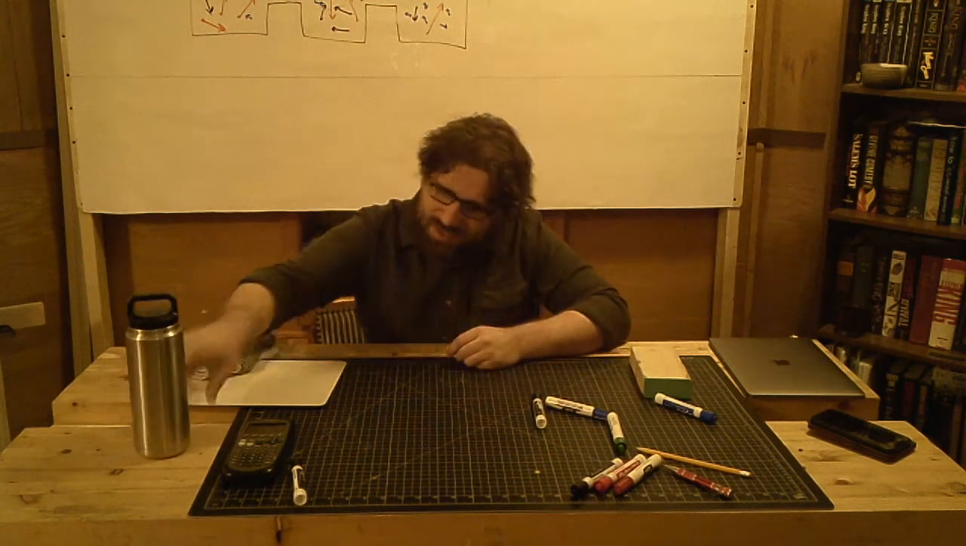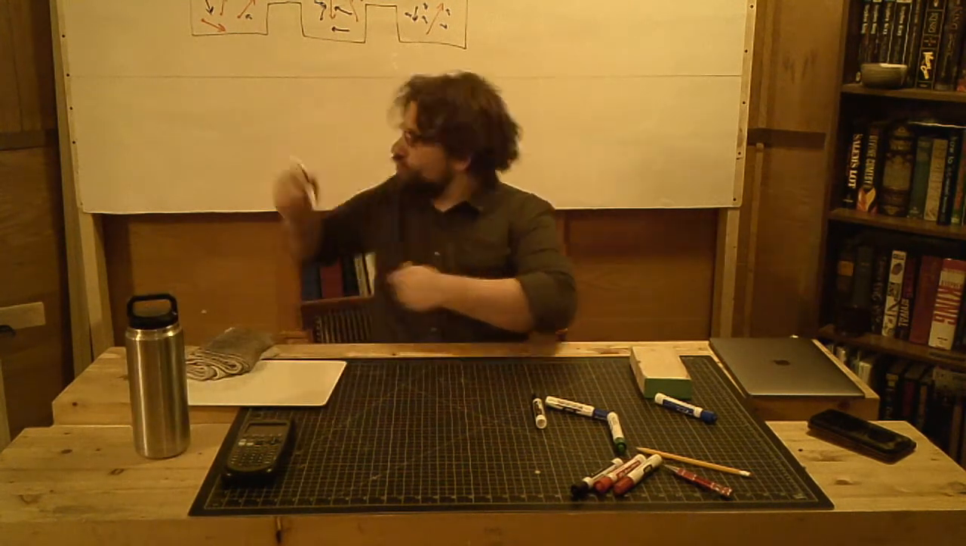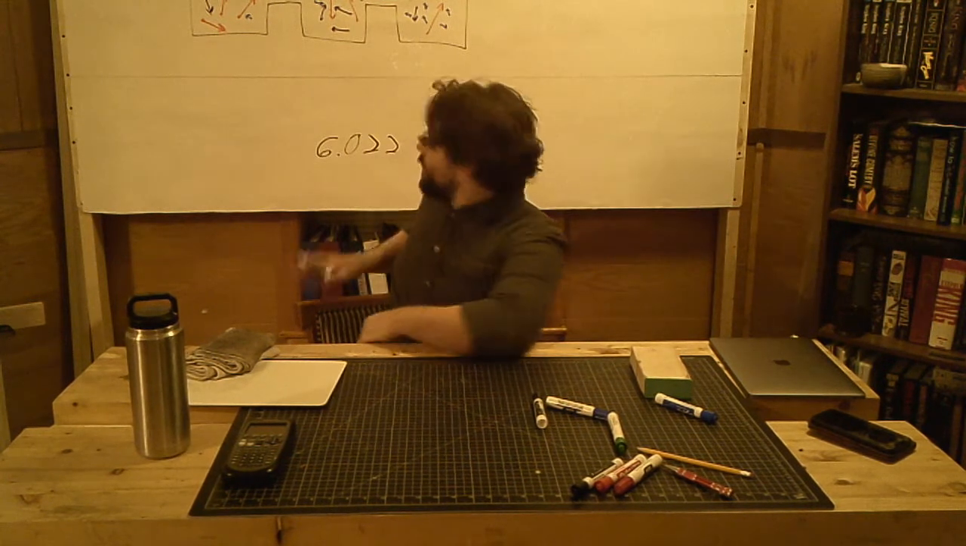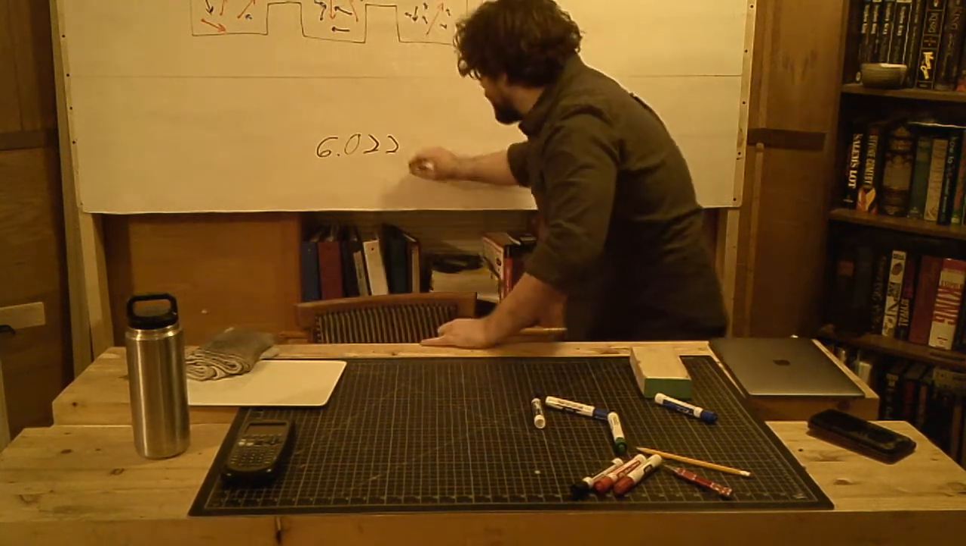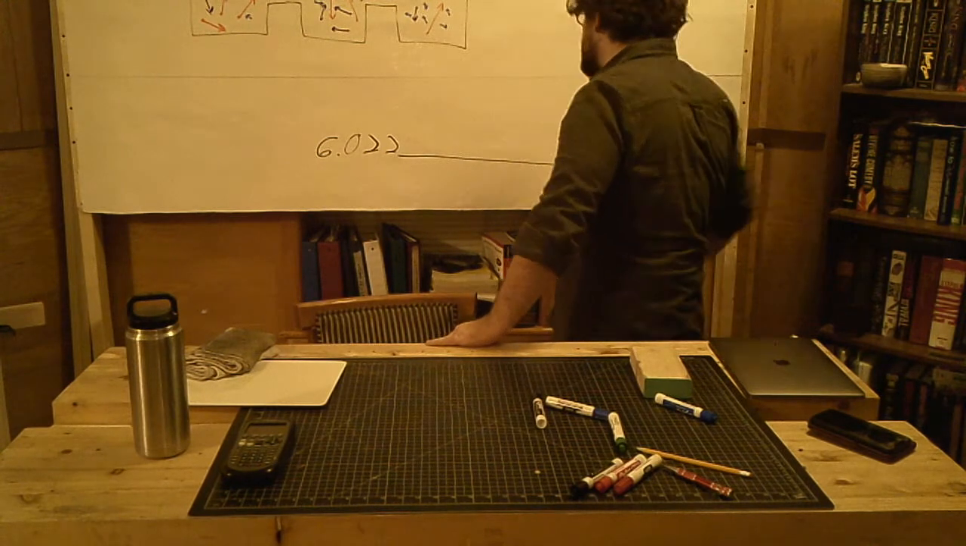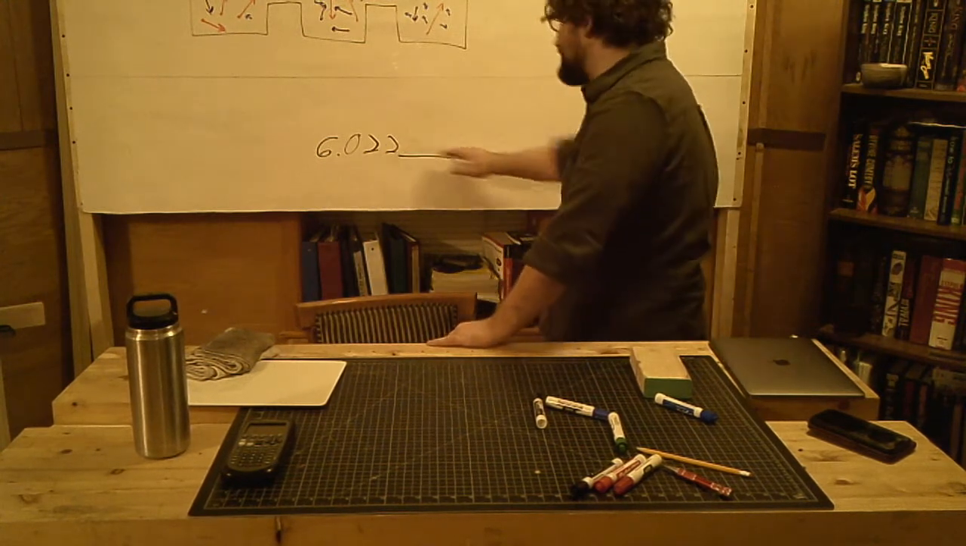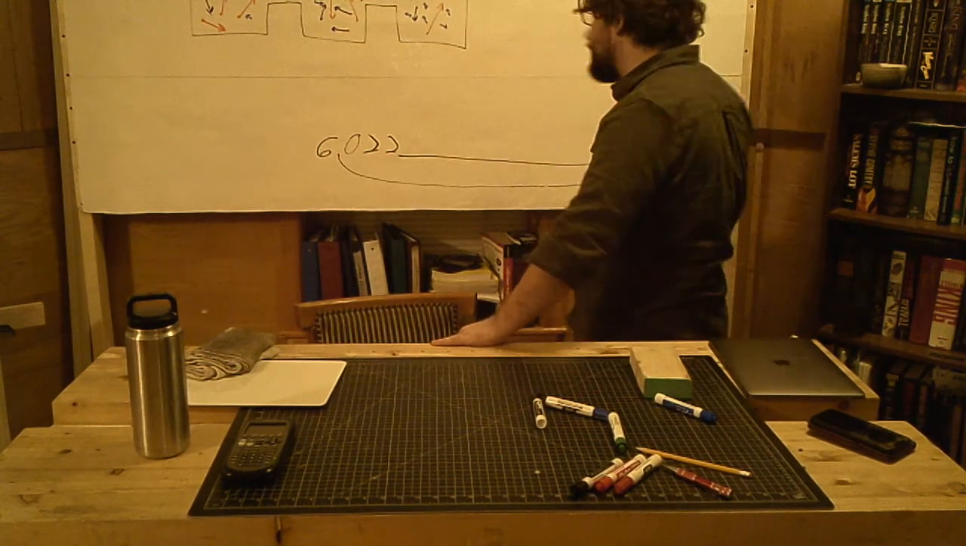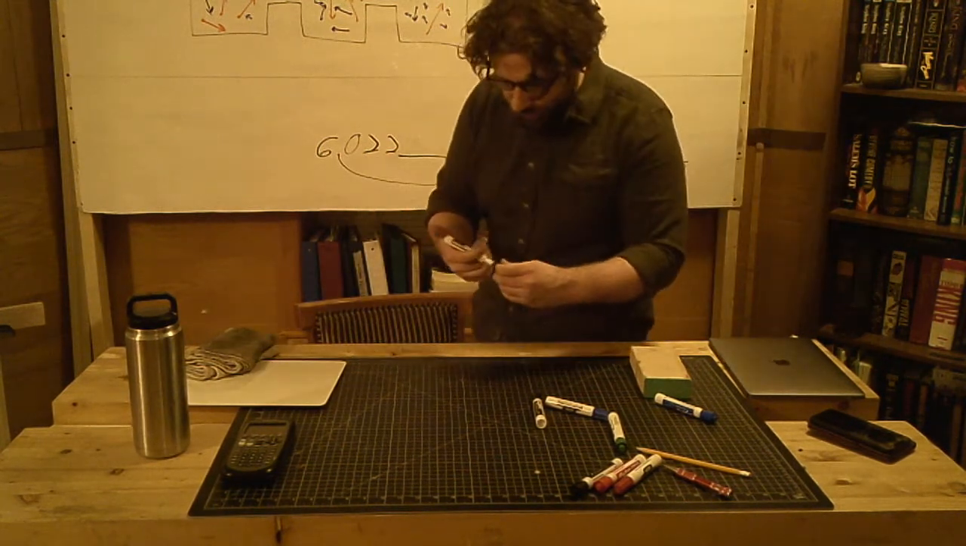That was 6.022, and then put another 19 zeros after that. Move this decimal place 22 places all the way down. That is a massive number.